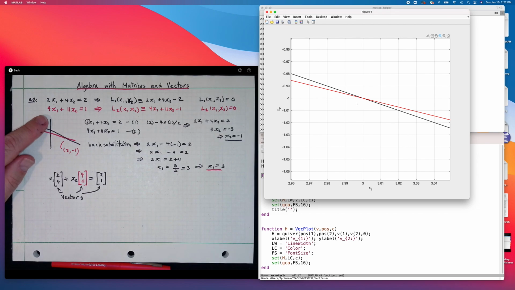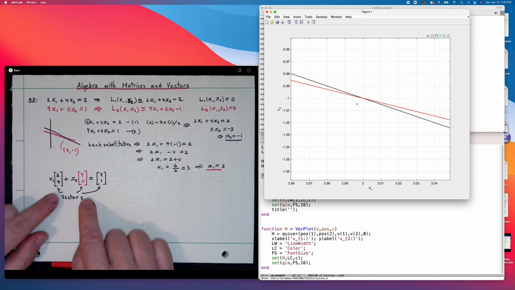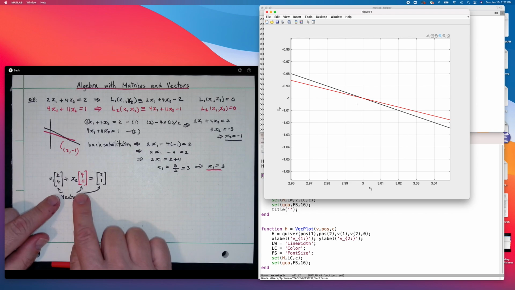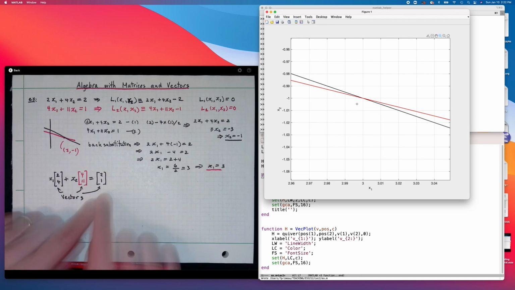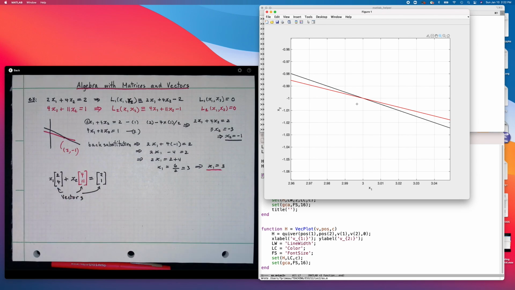So that's another way of viewing these equations. Here we think of it as the intersection of 2 lines. In this case, we view it as vector addition. So we're going to add 2 vectors that are scaled in such a way to get a third vector. Okay, so let's do this.